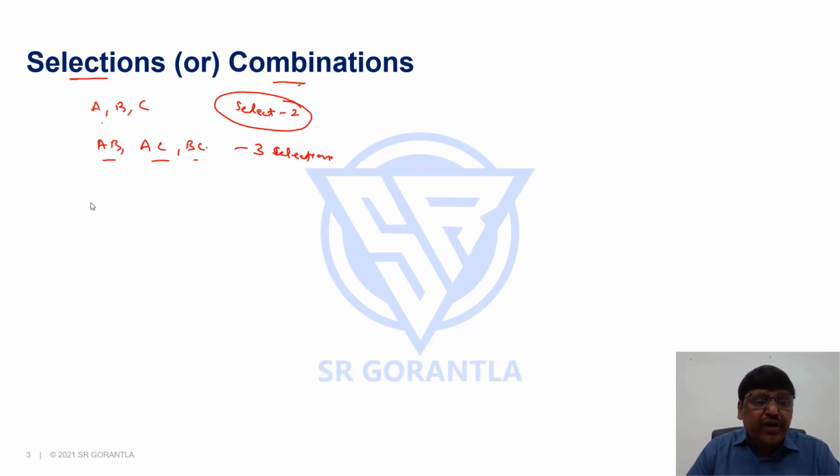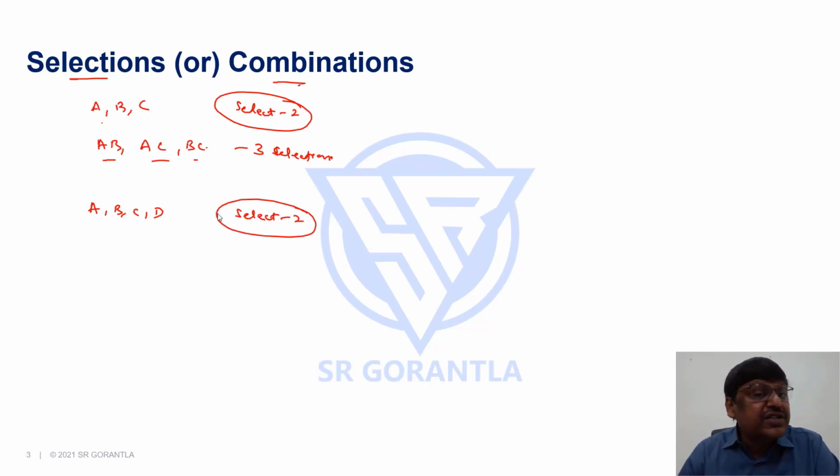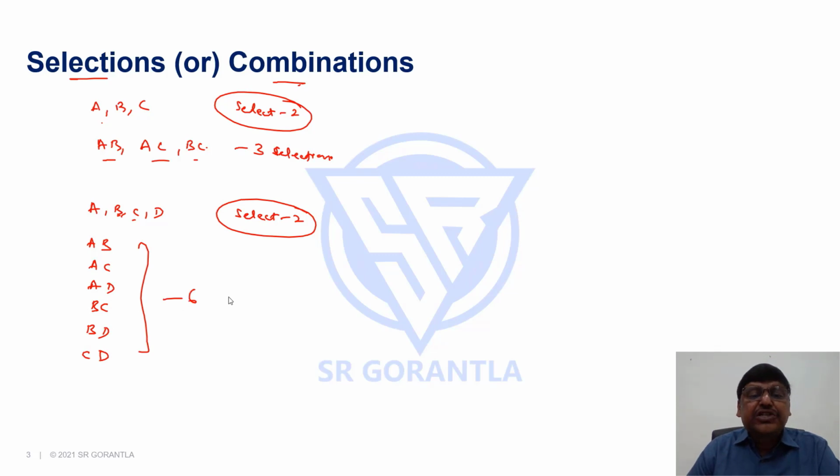Now, for example, if I have 4 people, A, B, C, D. If I want to select again 2 people, what are the different combinations or selections possible? One combination can be AB, AC, AD, or it can be BC, or BD, or CD. There are 6 selections or 6 combinations possible.